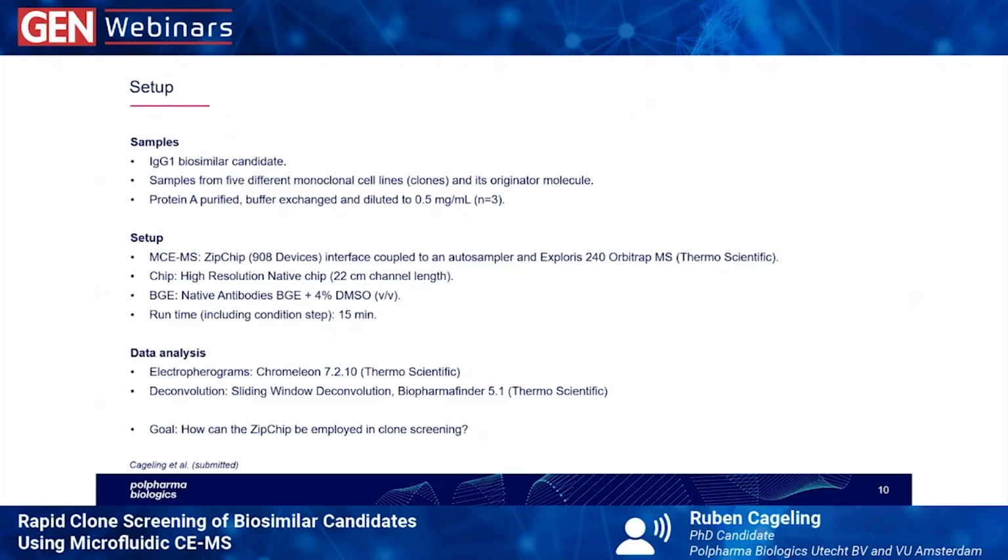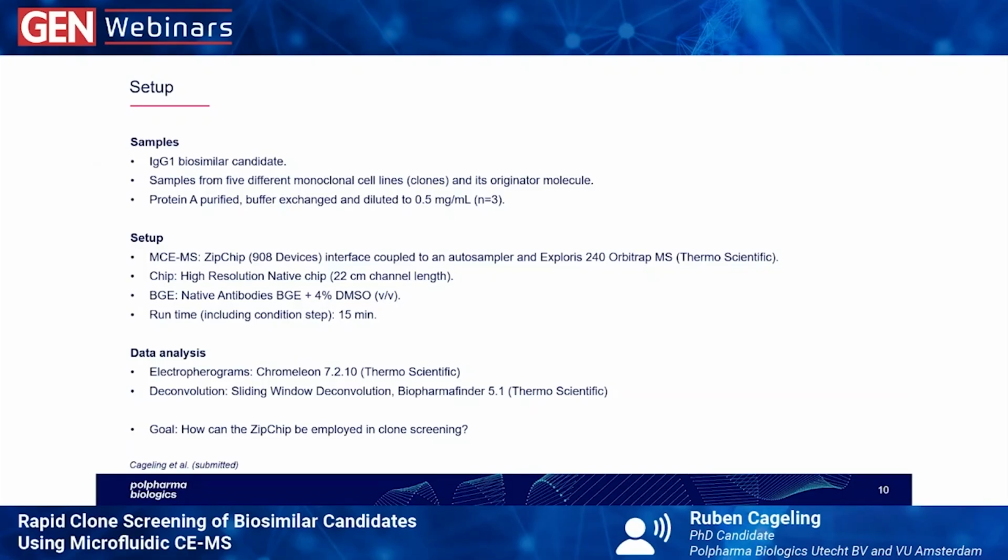So how did we do this? This is part of the work we did for my first paper that we recently submitted, and hopefully it is available soon. The samples we used were an in-house IgG1 biosimilar candidate, and we used 5 different monoclonal cell lines. We took samples from these, which we call clones from now on, and we compared them to the originator molecule. The samples were then protein A purified, buffer exchanged, and diluted to 0.5 milligram per milliliter, and we did this in triplicate.